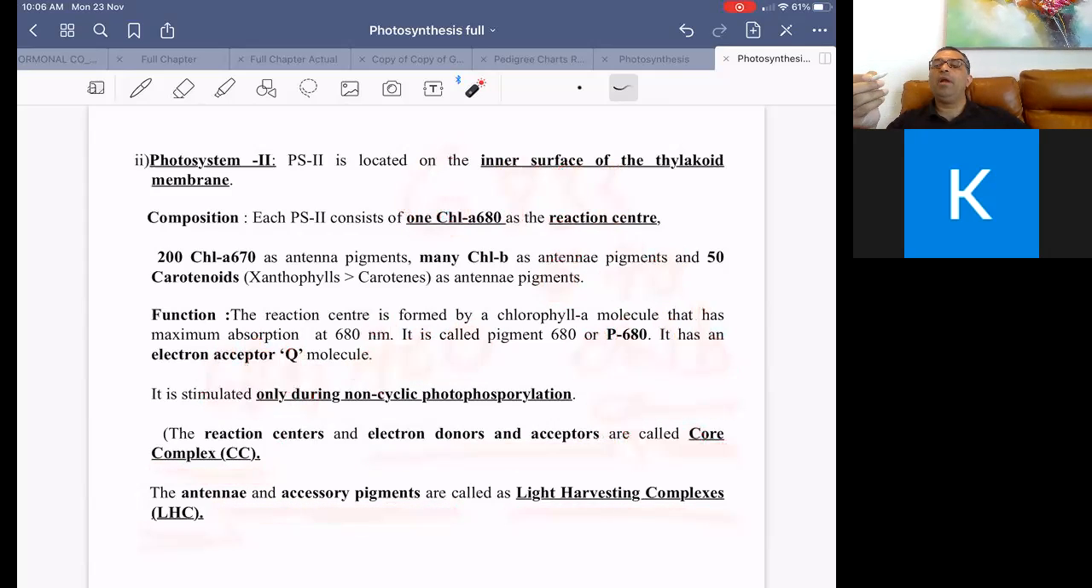So that is what we did on photosystem 1 and photosystem 2. We now go into the beautiful process of cyclic and non-cyclic photophosphorylation. Let's understand this.